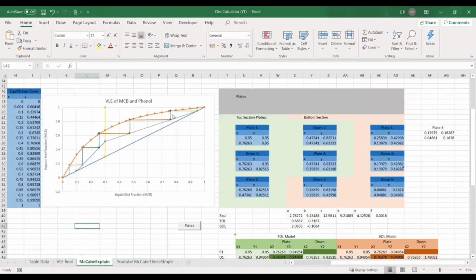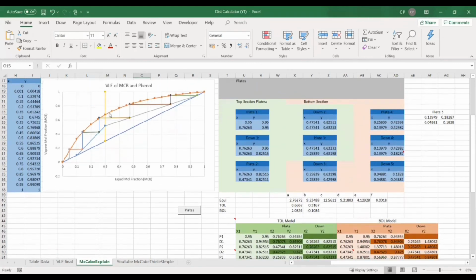We've got 1, 2, 3, 4, 5. So you can always count the horizontals. You've got 5 plates required for this separation. And you can see that your feed is going to come in on your third plate. It's always going to be on your third plate there. So that's a nice way to work out what your feed point is for your column.